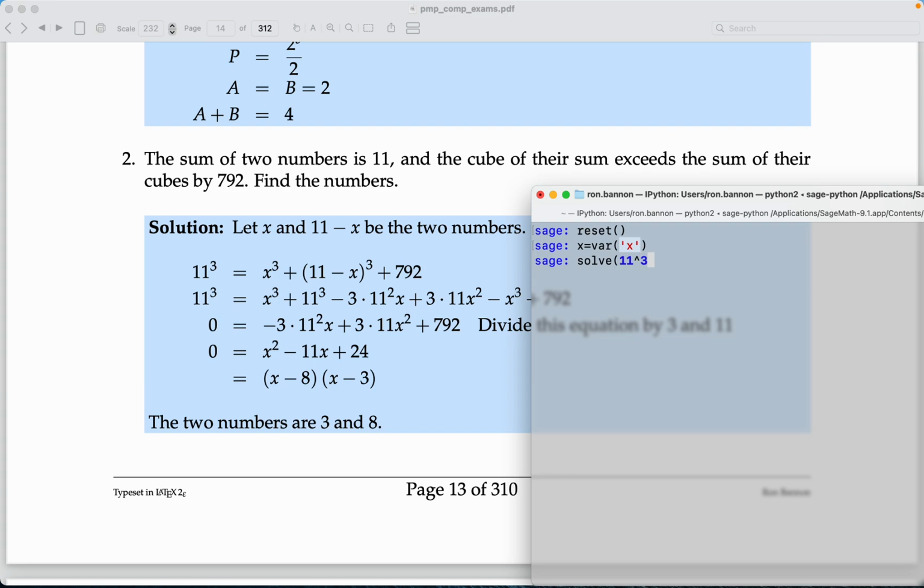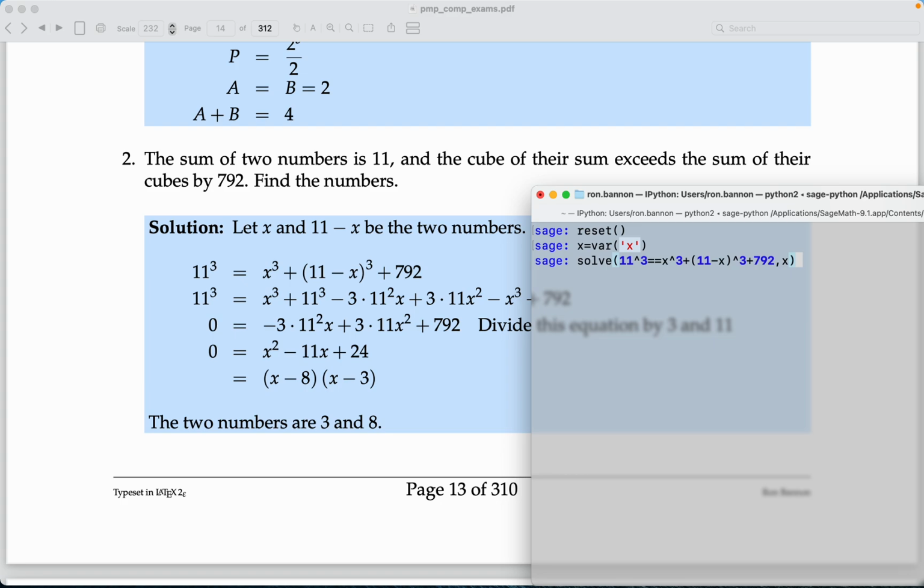right, exceeds. This is an equation, so a double equal sign. It exceeds the sum of their cubes. Well, the sum of their cubes would be x cubed plus the other number, which would be 11 minus x, cubed. It says it exceeds it by 792. All right, and what are we going to do? We're going to solve that for x.